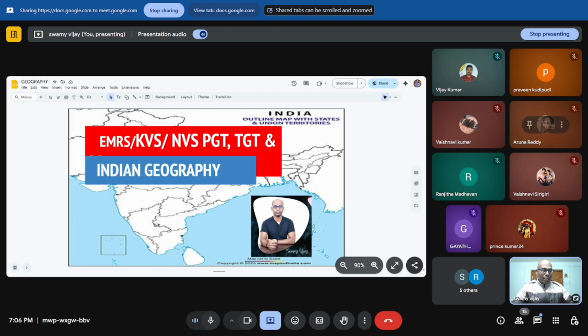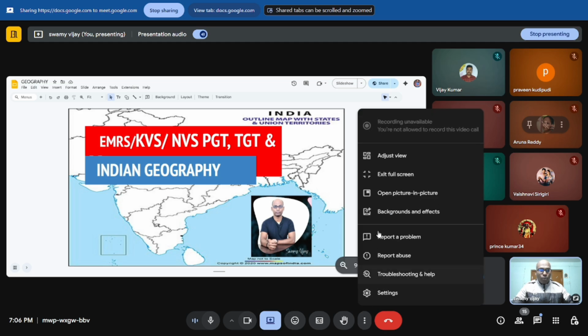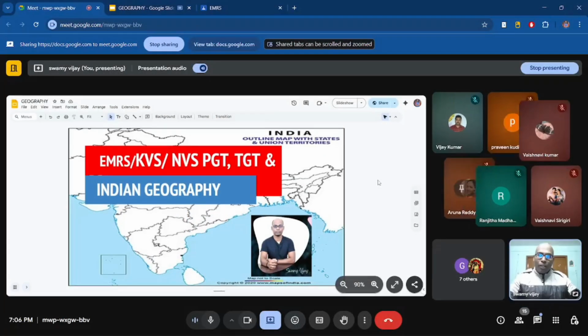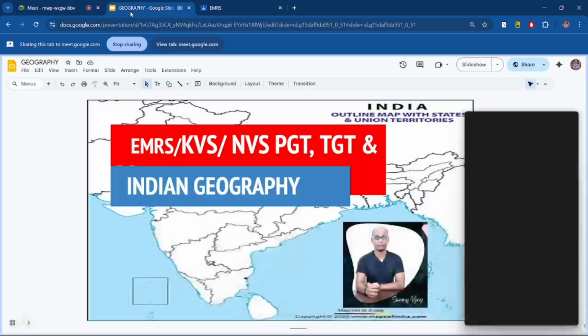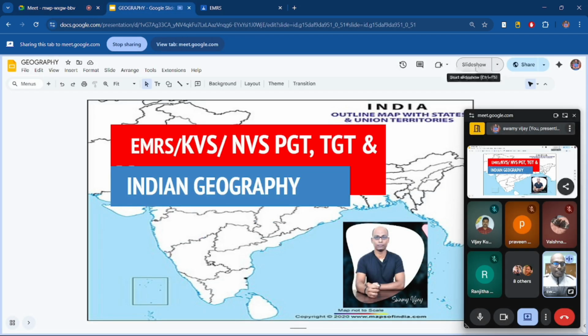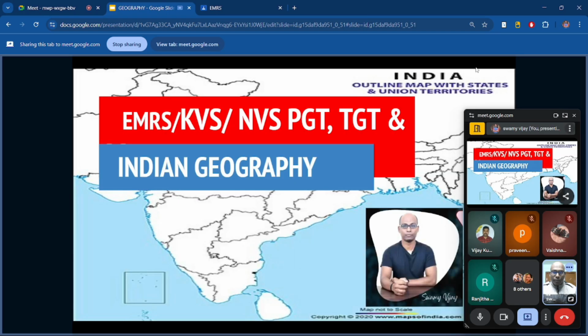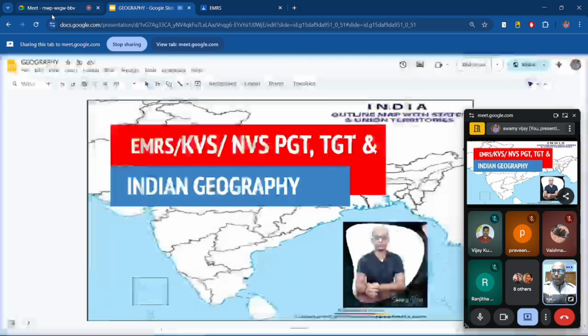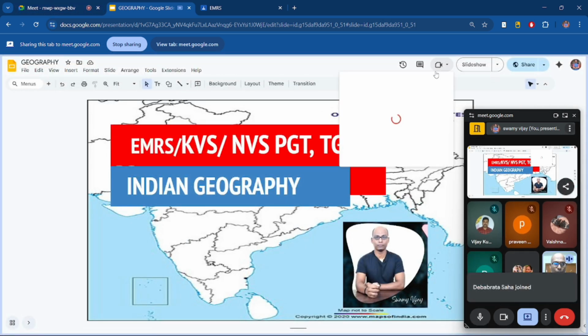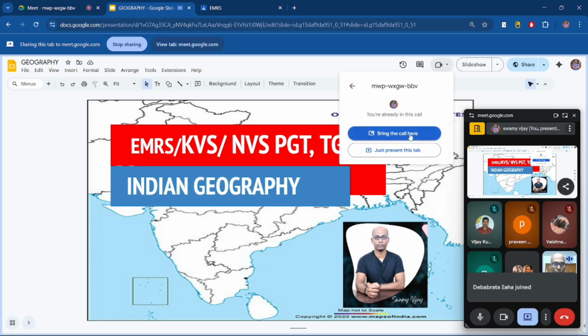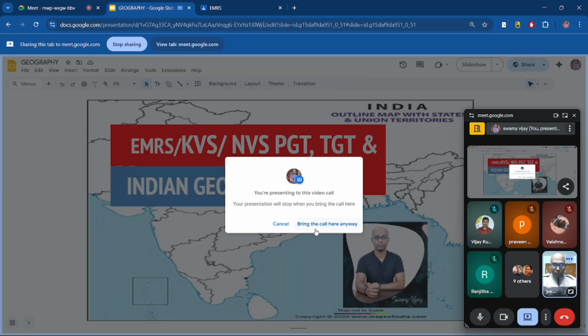As it is 7:05, let us shift to the Google Slides tab so that we get the proper picture, and I'll also take the attendance properly. So let us now shift into Google Slides. I'll take you all into the Google Slides classroom.